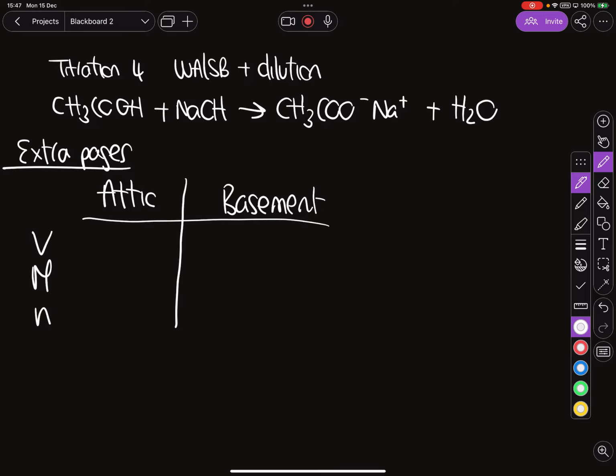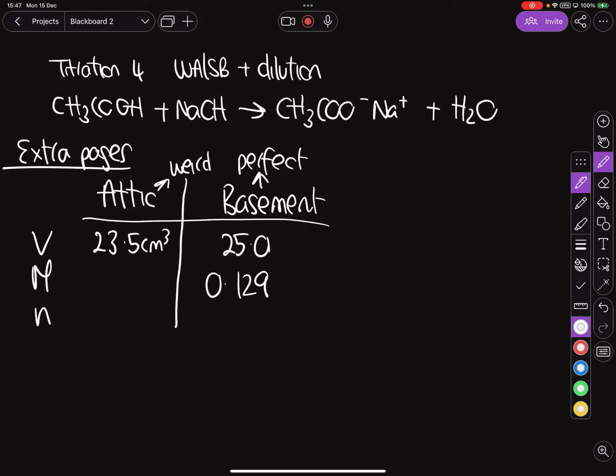So we have V, M, N. You will have had your own titer volume. This is the one that I am going to be using. We know in our basement we always have the perfect number, and in the attic it's always going to be the weird number, so not the whole number. So 25.0, our concentration was 0.1293 big M. You will have been taking that from an earlier titration.